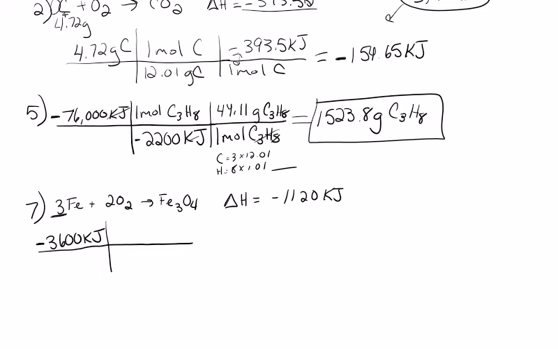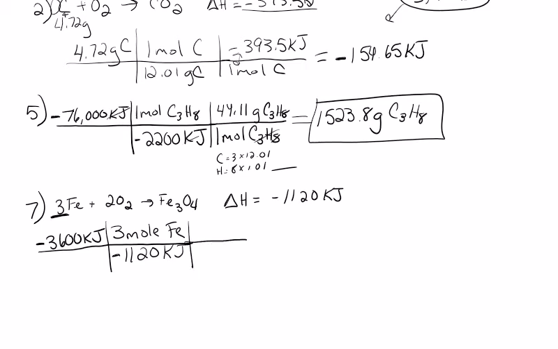And so how many moles of iron do I have in my problem? Well, I have 3 moles of iron in my problem. And that 3 moles of iron would allow me to produce normally 1,120 kilojoules of energy. Okay.